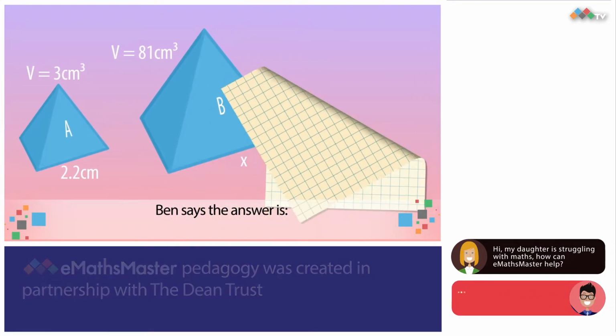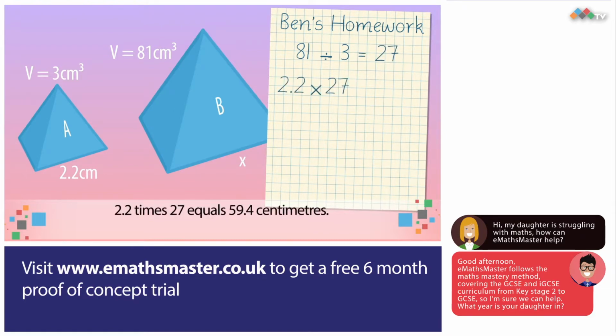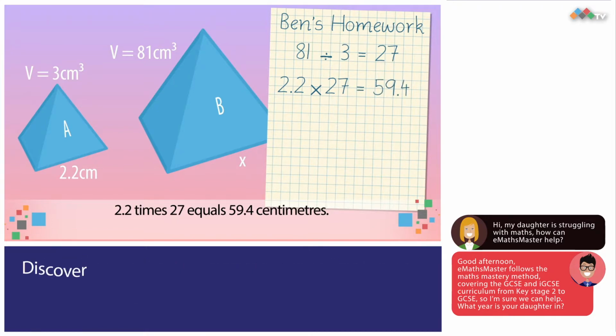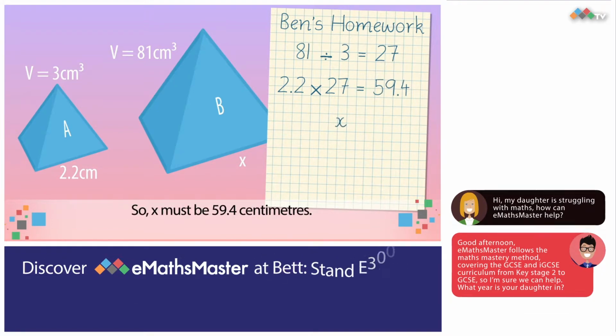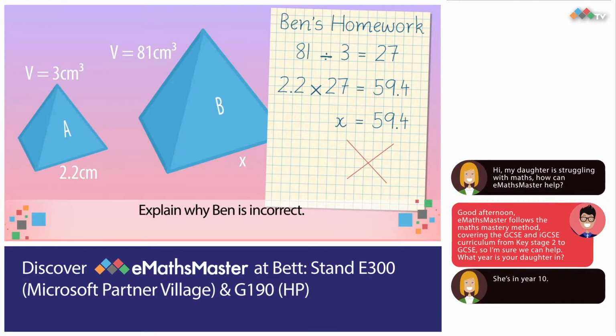Ben says the answer is 81 divided by 3, which is 27. 2.2 times 27 equals 59.4 centimeters. So X must be 59.4 centimeters. Explain why Ben is incorrect.